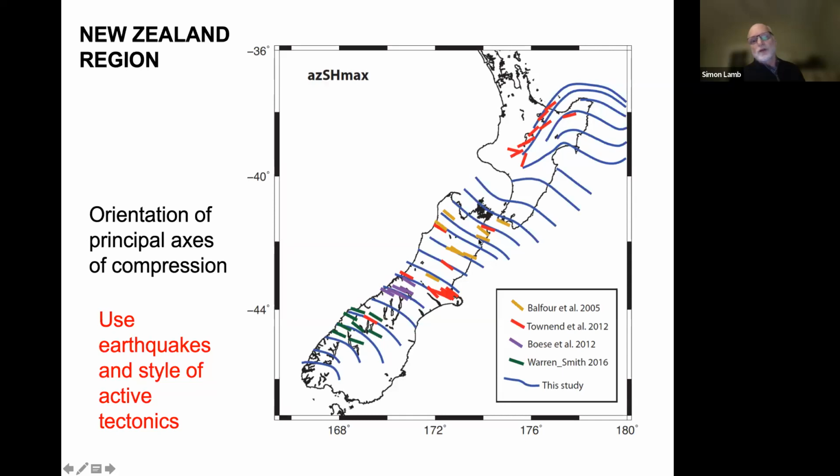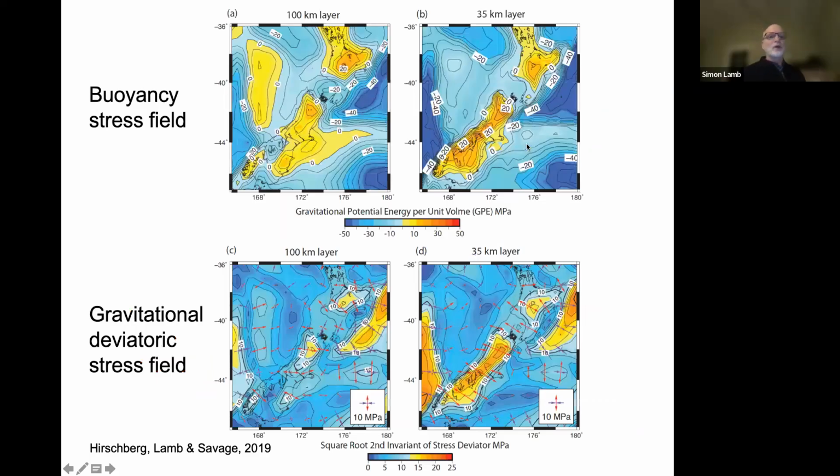And you can see that it's fairly uniform across New Zealand, but here you've got back arc spreading, so it flips around by about 90 degrees. And then we can also work out the stresses due to gravity. So what we're doing now is we're looking at the topography and the density structure of the lithosphere and working out the buoyancy stresses related to that. And you can then convert that into a stress field.